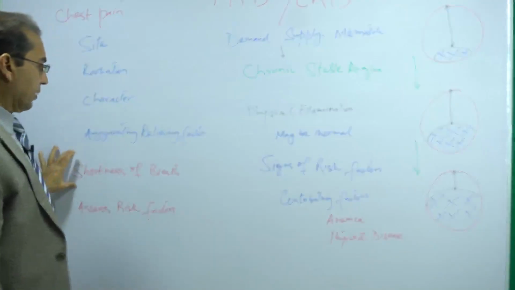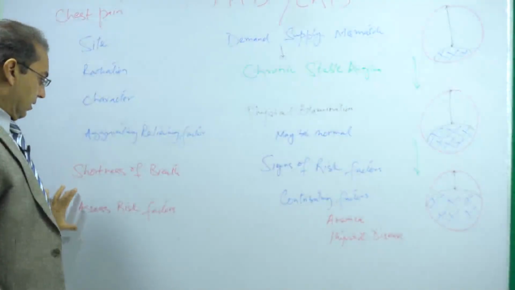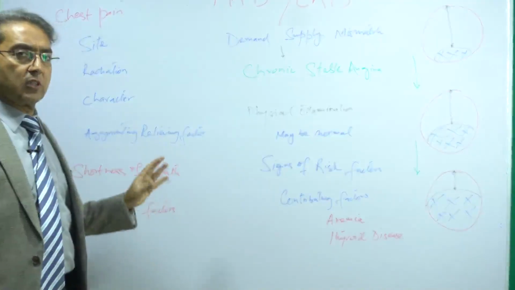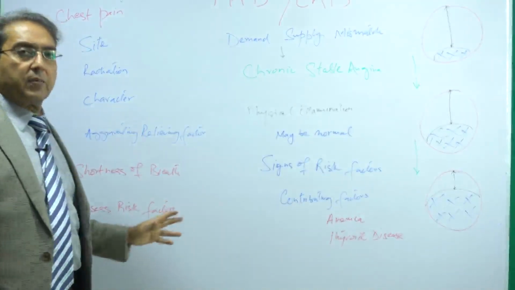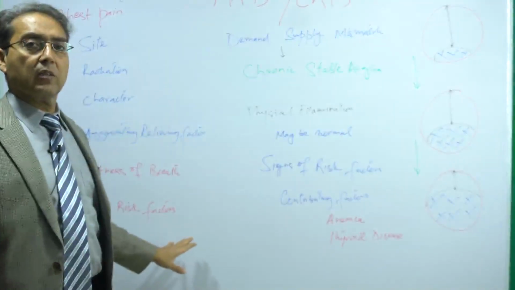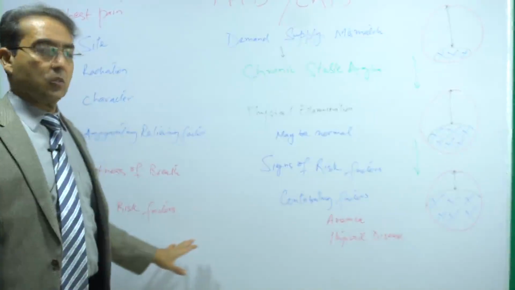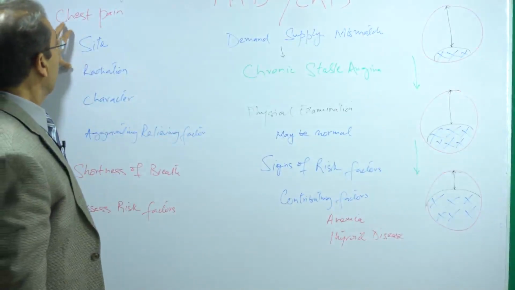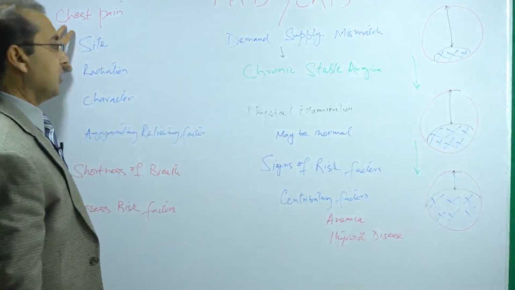And then some patients may complain of shortness of breath, and then when you take the history, you have to assess for the presence of risk factors. For example, if the patient is diabetic, hypertensive, if the patient smokes, or if the patient has a family history of ischemic heart disease. So you have to evaluate the presence of risk factors. Now we concentrate more on the main symptom, the chest pain.